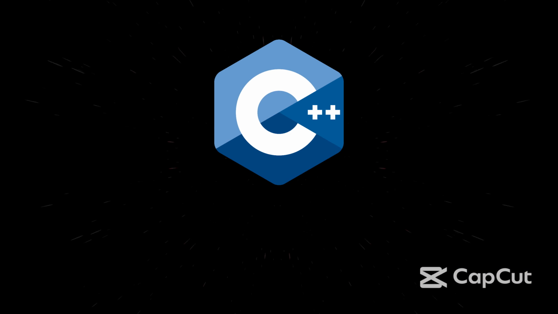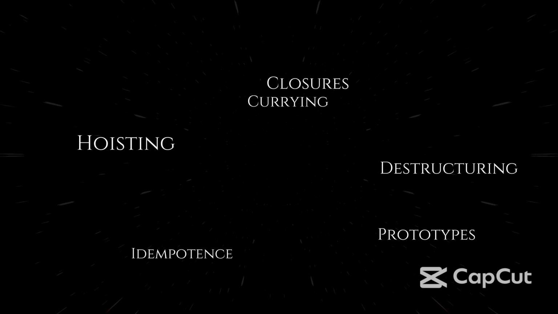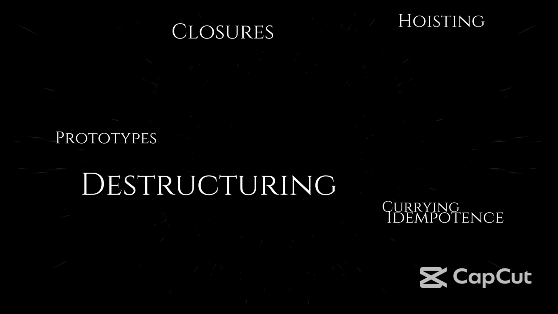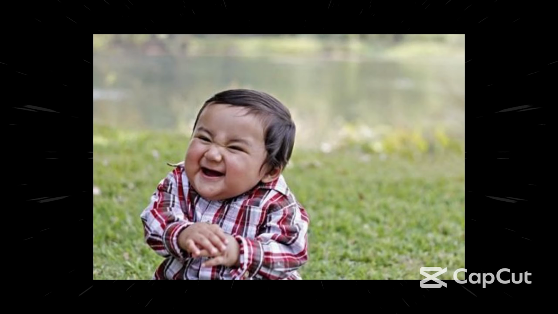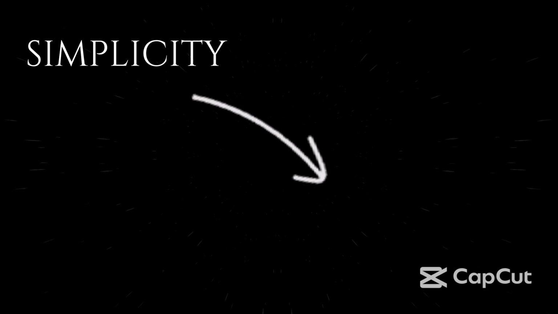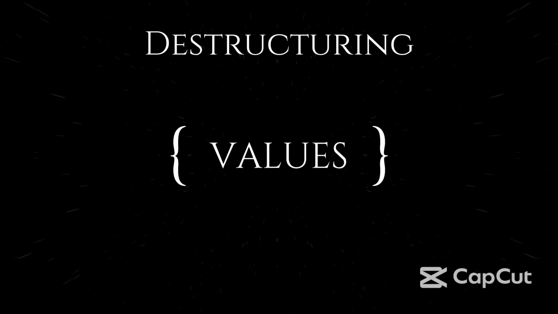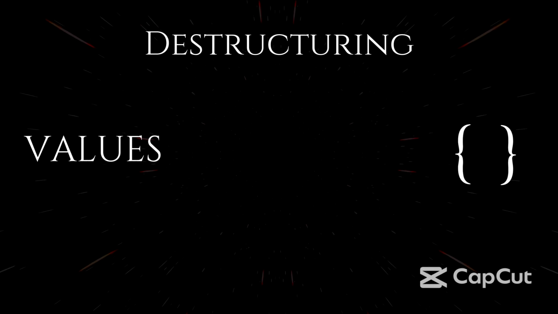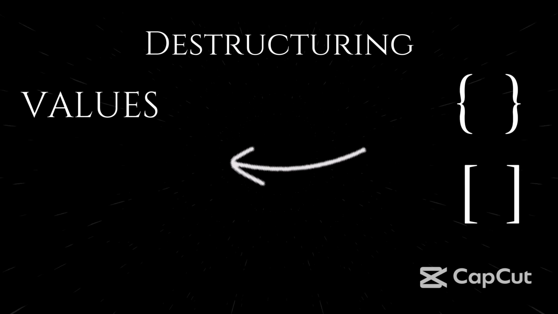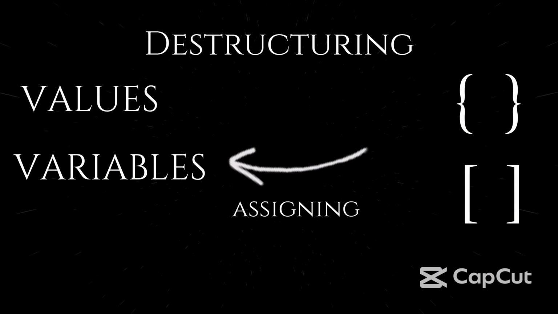I admire simplicity in code, but some words seem so complicated, like destructuring, an evil word that adds simplicity to code bases. Let's define what it is. Destructuring, it's a way to extract values from objects or arrays and assign them to variables in a concise way.